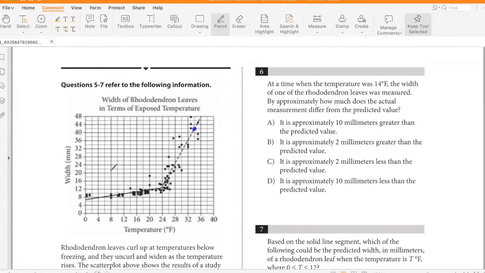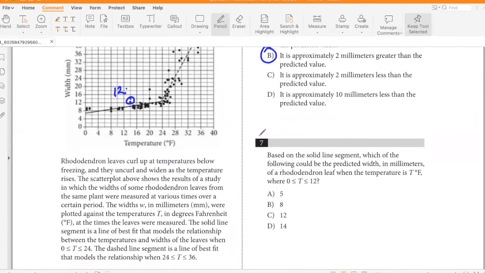At a time when the temperature was 14 degrees Fahrenheit, the width of one of the rhododendron leaves was measured. By approximately how much does the actual measurement differ from the predicted value? Okay, so 14 is here. So actual value is almost 12 and predicted value is 10. So the actual value is 2 millimeters greater than the predicted value, B.